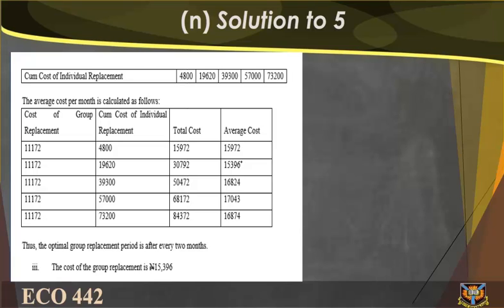4,800, 19,620, 39,300, 57,000, 73,200. The average cost per month is calculated as follows. Thus, the optimal group replacement period is after every 2 months. 3. The cost of the group replacement is 15,396 naira.